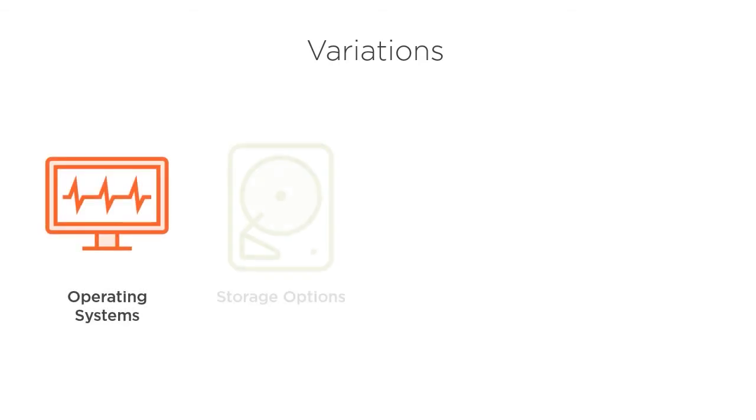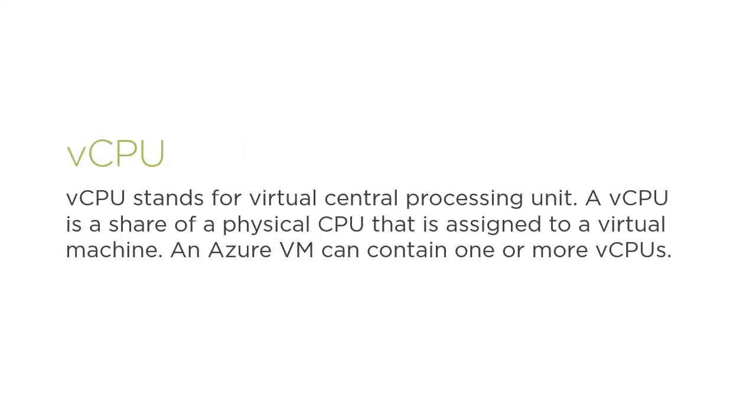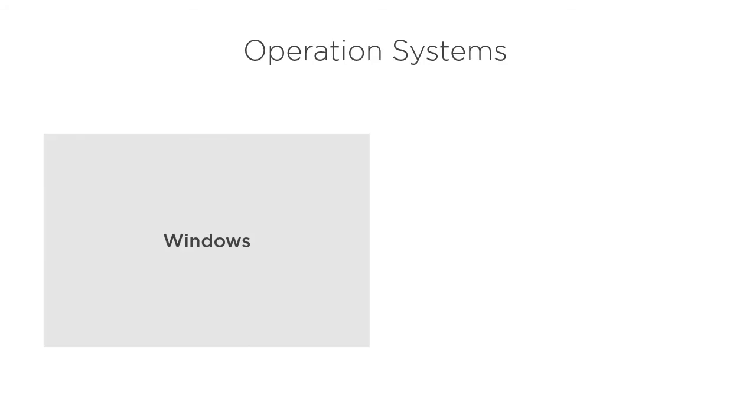The virtual machines offered by Microsoft Azure can have different operating systems, storage options, configurations, and sizing. vCPU, or Virtual CPU, stands for a Virtual Central Processing Unit. A vCPU is a share of a physical CPU that is assigned to a virtual machine. An Azure VM can contain one or more vCPUs. In addition to various Windows Server versions, Azure supports all the major Linux distributions, including Red Hat Enterprise Linux, CentOS, CoreOS, Debian, Oracle Linux, SUSE Linux Enterprise, OpenSUSE, and Ubuntu.